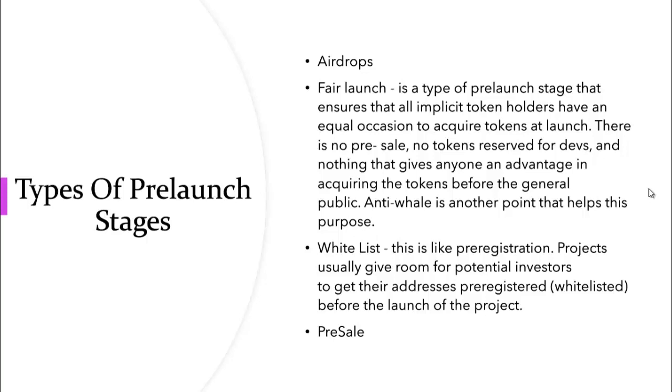So the next thing we'll be talking about is fair launch. Fair launch is a type of pre-launch stage that ensures that all implicit token holders have an equal occasion to acquire tokens at launch. A lot of grammar, right? I'll break it down, don't worry. So what this basically means is, instead of some people getting some tokens before launch, maybe airdrops or pre-sale or whitelisting, everybody gets access to the crypto tokens at the same time. So nobody's getting it at a lower price somewhere. Everybody's getting it at the same time. Equal advantage. So that's what it means for all implicit token holders to have an equal occasion to acquire tokens at launch.